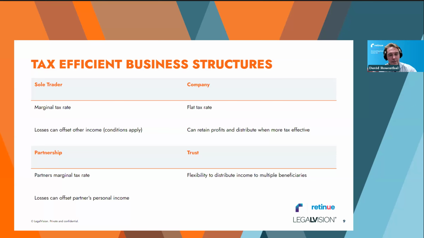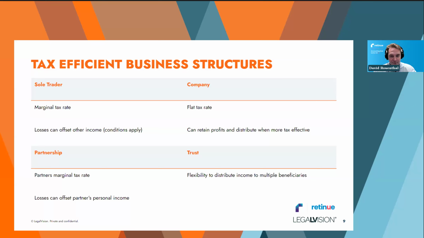So a trust is a flow-through entity. It doesn't pay any tax. It manages assets on behalf of the beneficiaries, whether it's business or a family. And the trustee has the ability to flexibly distribute the income between beneficiaries.